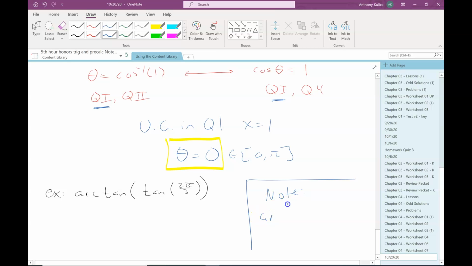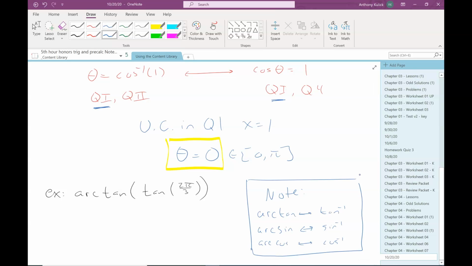So here I'm using an old notation. Arctan is the same thing as tangent inverse. Arcsine is the same as sine inverse. Arccosine is the same as cosine inverse. Just as a little heads up, they're just older notations. They're not used as commonly as before, but they're still used on occasion. So if you see that, don't be confused. It just means the same thing.